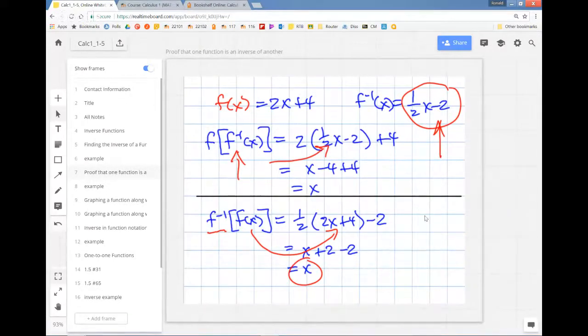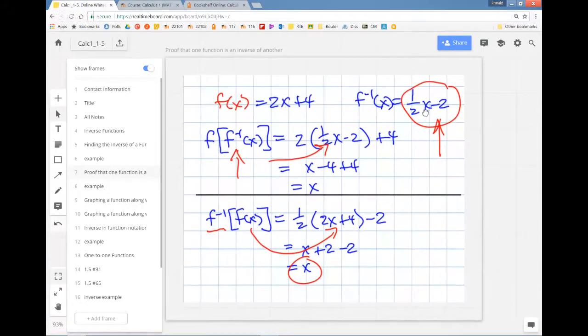You can also do it in reverse, and in fact, you should be able to. Let's do f inverse of f of x. Now we're going to plug in 2x plus 4 in place of the x in the f inverse over here on the right. So in place of that x, we plug in 2x plus 4: 1/2 times 2x plus 4, minus 2. And again, it comes out to x.